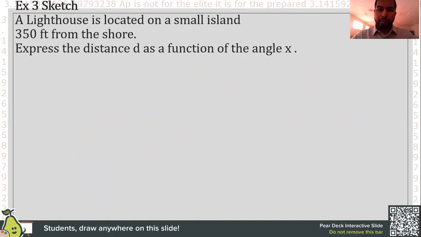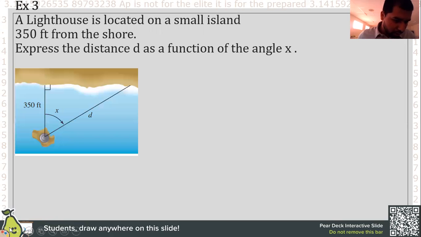All right, this one's going to be a little bit more challenging, but I'm going to give you some context, since when I typed this question out, it was a little bit funny. So pretty much you have the shore, let's say the beach, and then away from that beach, you have a little island that is 350 feet from the shore. And we're going to assume that the lighthouse is making some sort of distance with the angle x. Okay, so let's pause right there and draw that.